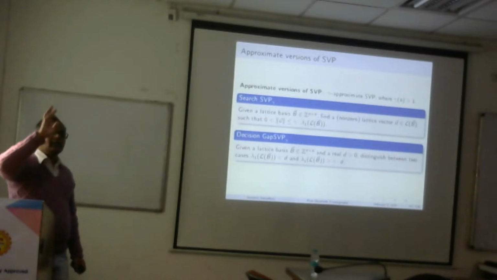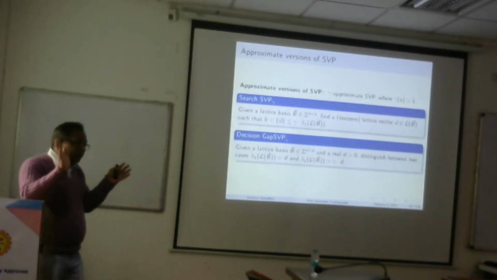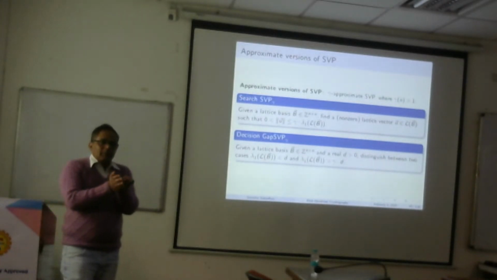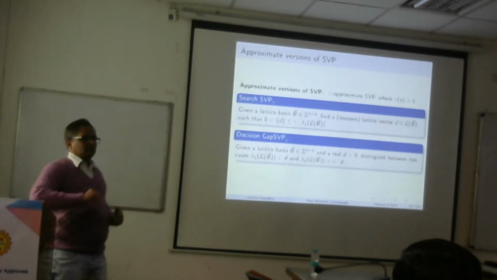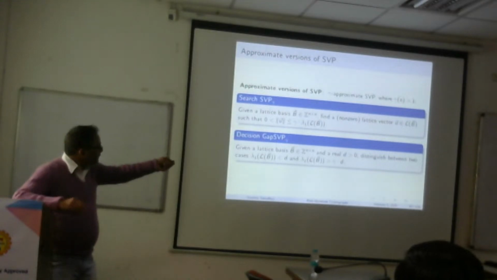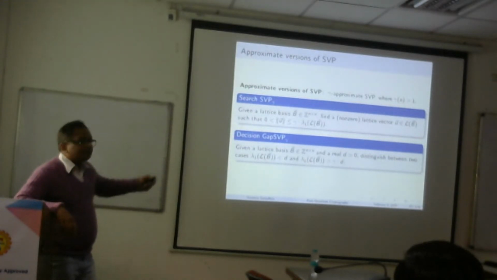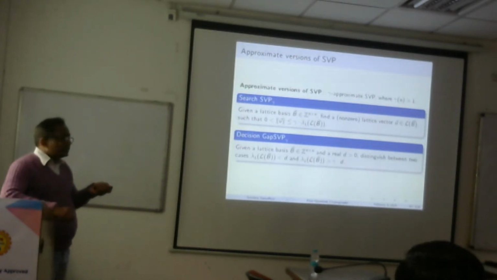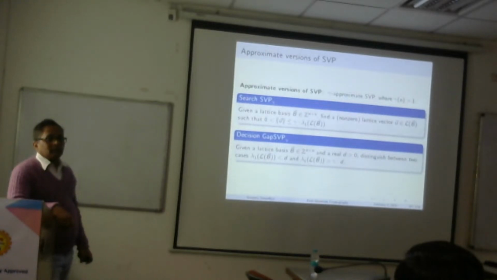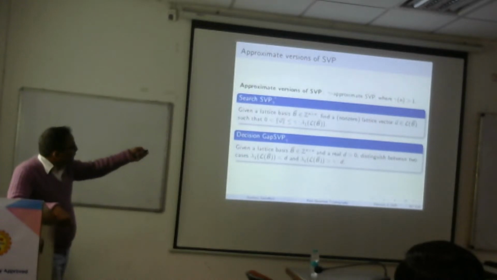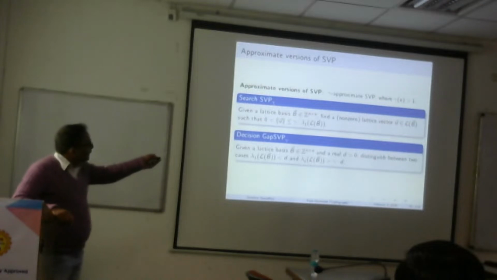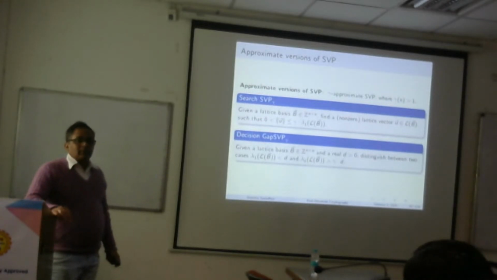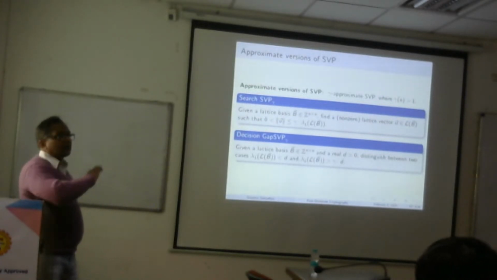Maybe gamma equals 3. I'm not even trying to find the least vector. I'm trying to find a vector whose length is at most 3 times the least. Can you find such a vector? So this u, the length of u is at most gamma times lambda 1. Even this problem is hard. The parameter is gamma, so it is SVP gamma. Not all values of gamma make this a hard problem, but there is a range of gamma for which this problem is hard.